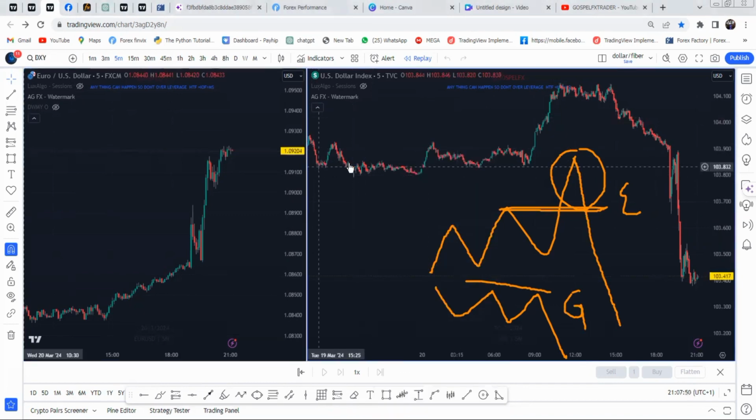Okay, so it also happens on both pairs. It happens on both pairs, Euro USD and GBP USD. This is just because Euro USD is also highly correlated with GBP USD.